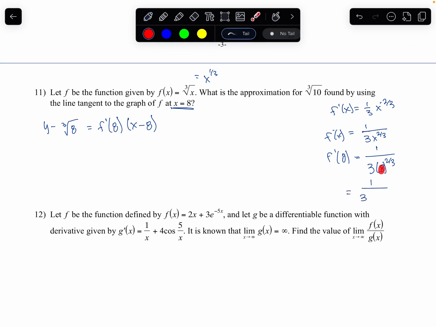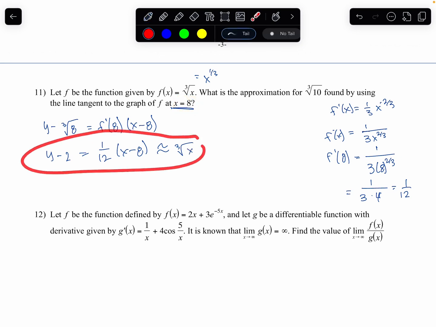So if I'm doing this, let's say the cube root of 8, you can do either one first. So you can do 8 squared, which is 64, and then you can do the cube root of 64, which would be 4. Or you can do the cube root of 8, which would be 2, and 2 squared, which would be 4. So either way, I get 1/12. So I get y minus 2, because that's the cube root of 8, is equal to 1/12 times x minus 8.